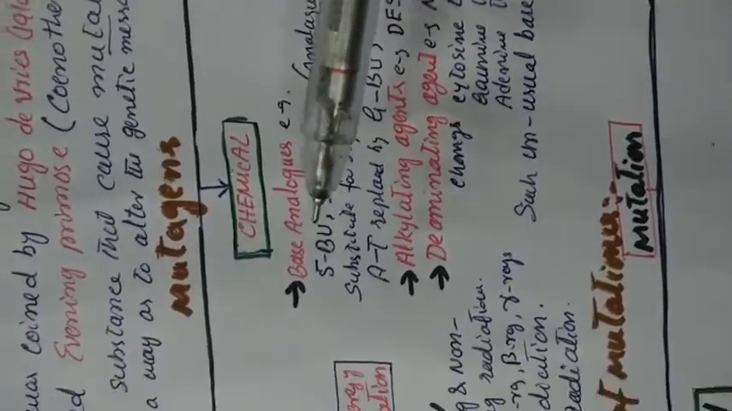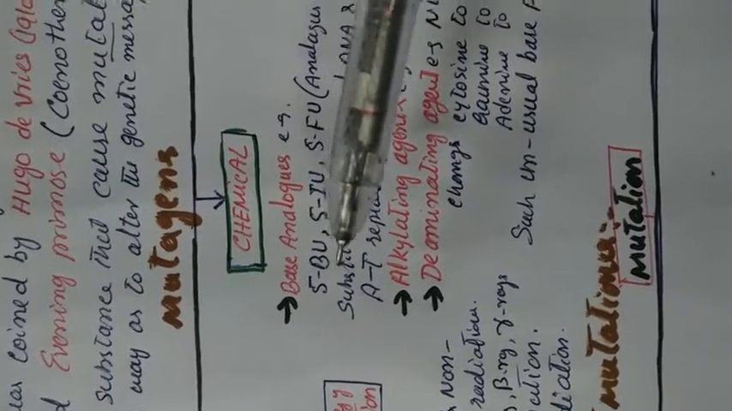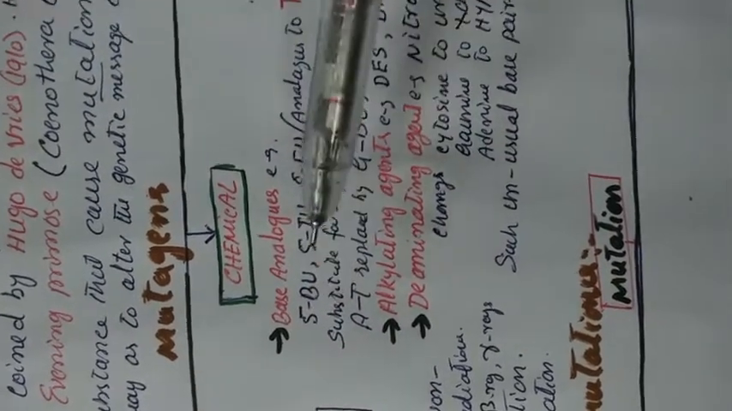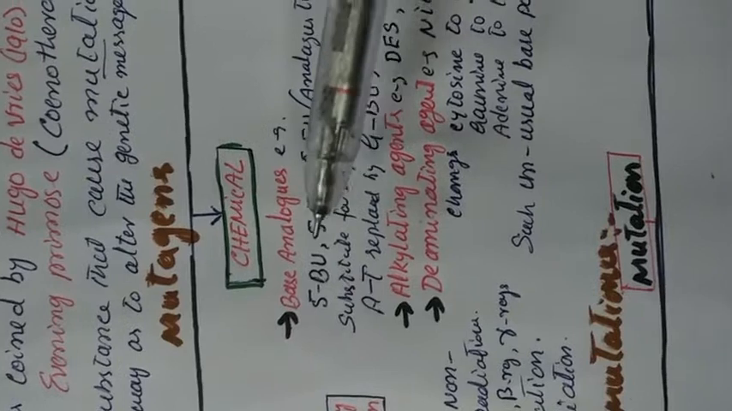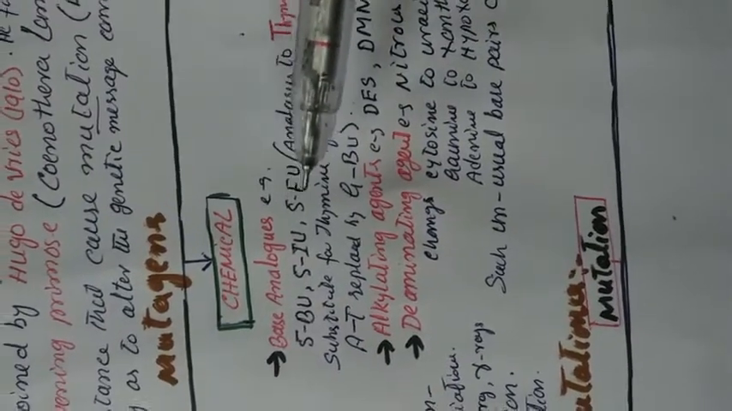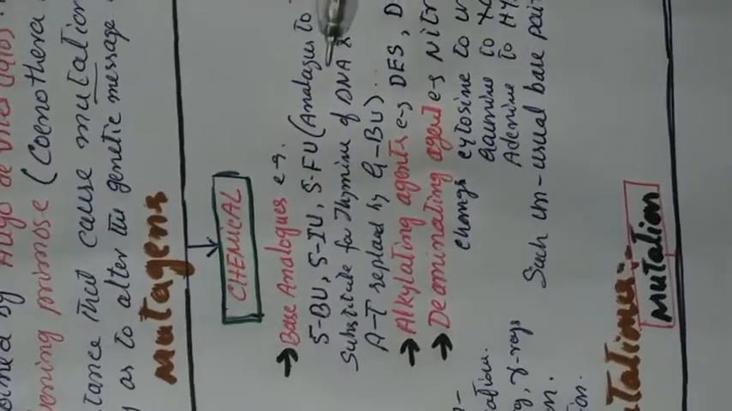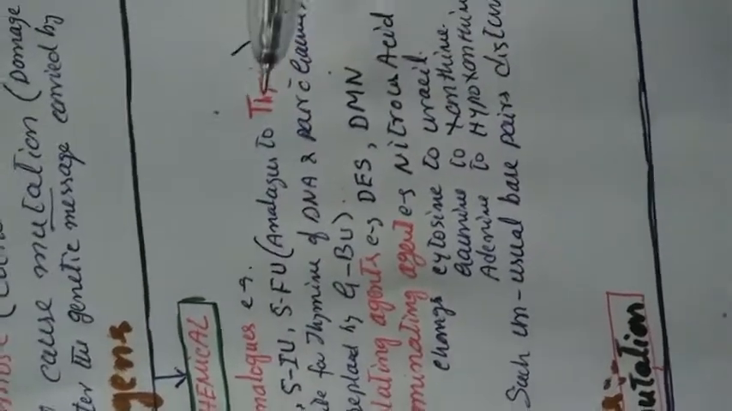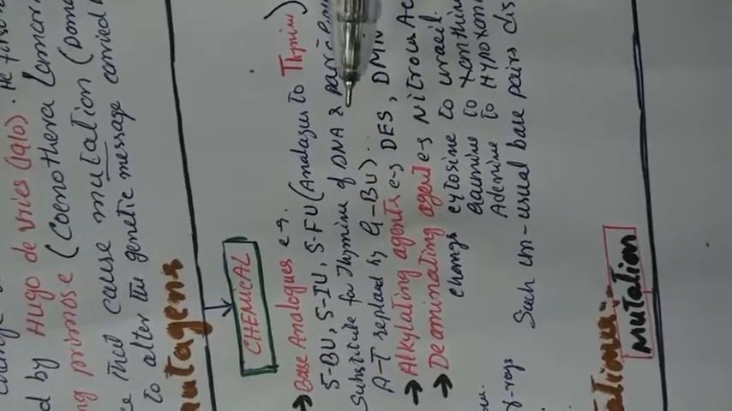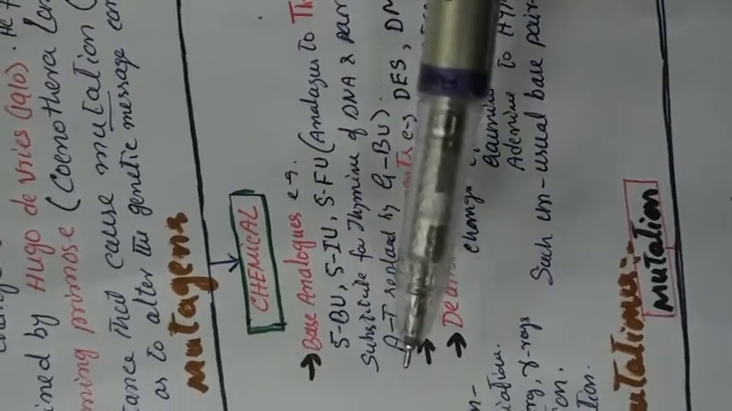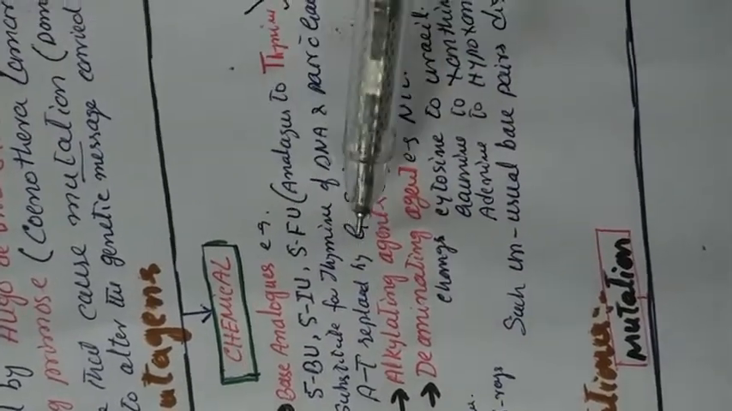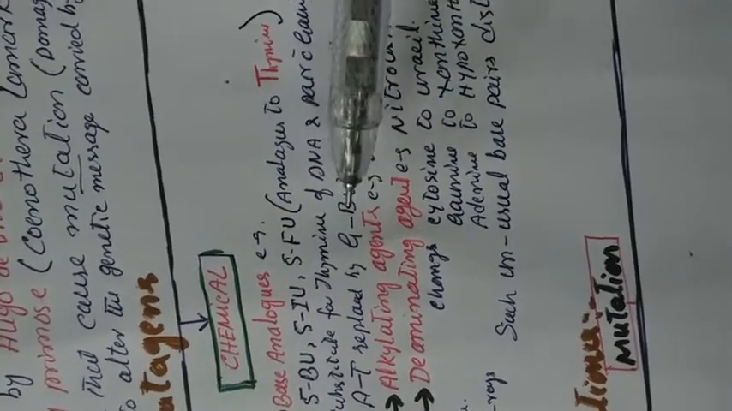These base analogues include thiobromouracil, abbreviated as THIO-BU, or thioiodouracil, written as THIO-IU, or thiofluorouracil, written as THIO-FU. All these are analogues to the base thymine. They substitute for thymine of DNA, and thus they replace AT interaction by guanine and bromouracil or iodouracil or fluorouracil.